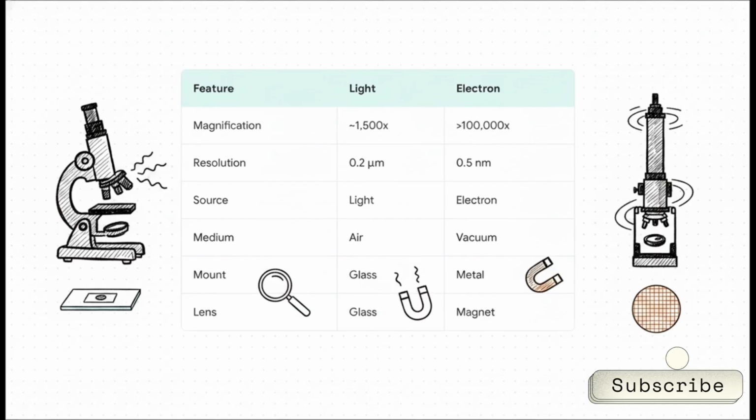Now, if you get a short note asking you to compare light and electron microscopes, reproducing these high-yield points will pretty much guarantee you top marks. It really brings the whole explainer together. Light microscopes use visible light, glass lenses, and they max out at around 1500x magnification with a 0.2 micrometer resolution. Electron microscopes, on the other hand, use an electron beam, magnetic lenses operating in a high vacuum, and they can magnify well over 100,000x with a stunning 0.5 nanometer resolution. Oh, and definitely notice the mount difference. Glass slides for light, but copper metal grids for electron.